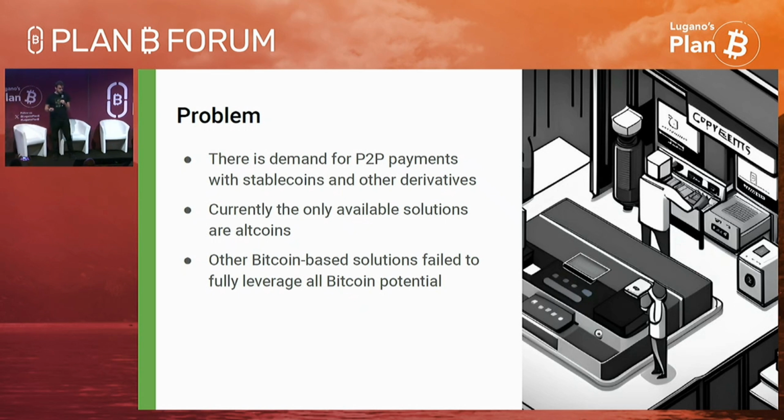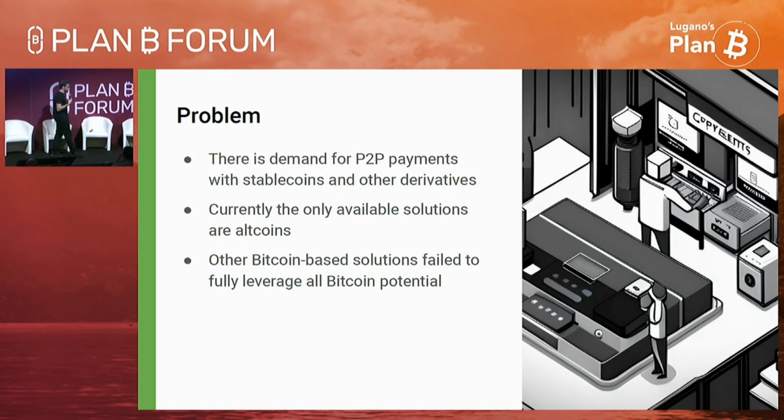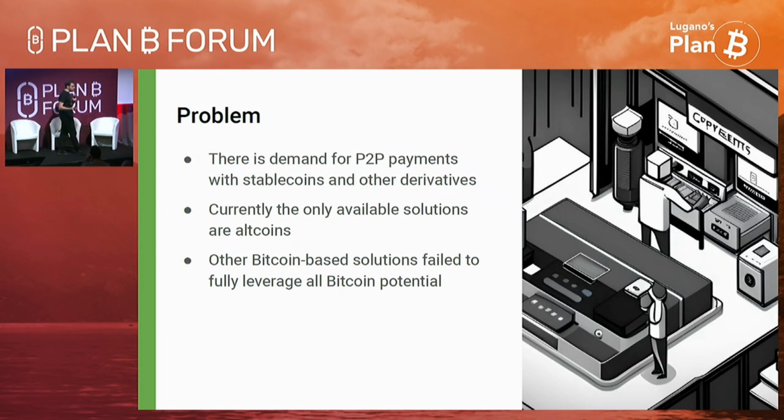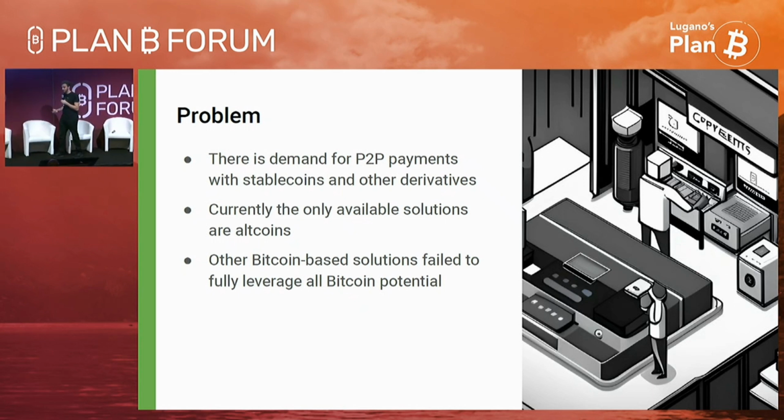Currently, the only available solutions for stablecoins are on altcoins and other blockchains, and I guess I don't need to spend time explaining why it's not desirable to use other altcoins. Of course, they offer trade-offs that may be acceptable for some people, but for sure they cannot offer the same level of security and decentralization that Bitcoin offers. Maybe it's good enough for some use cases, but it doesn't offer everything that Bitcoin and Lightning can offer.